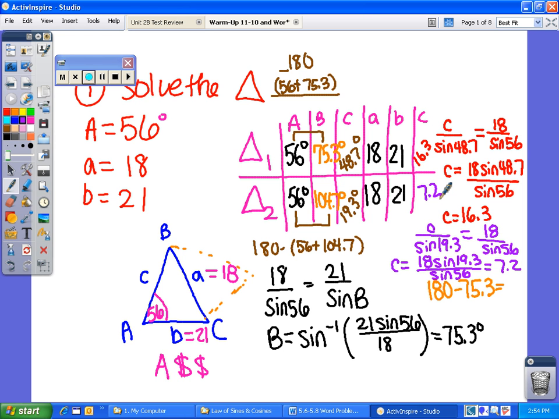Okay, so it's very obvious that we have two solutions. We have two different values for B1 and B2, two different values for C1 and C2, and two different values for little c and little c2. Alright, so that is how we solve this problem, which we call the ambiguous case.